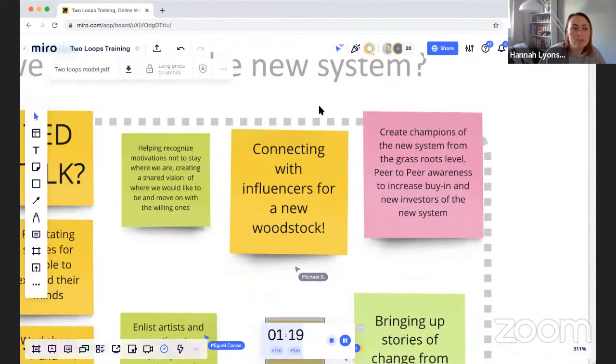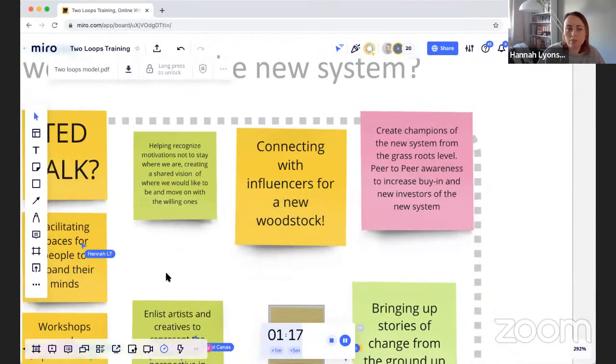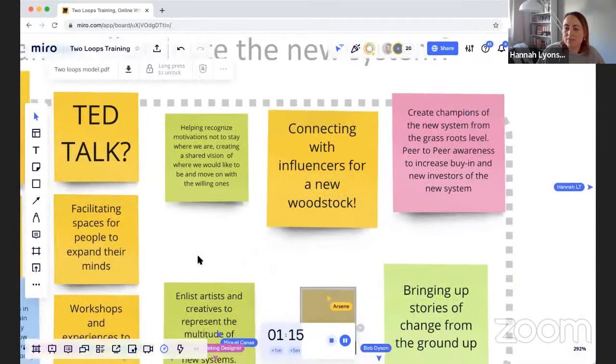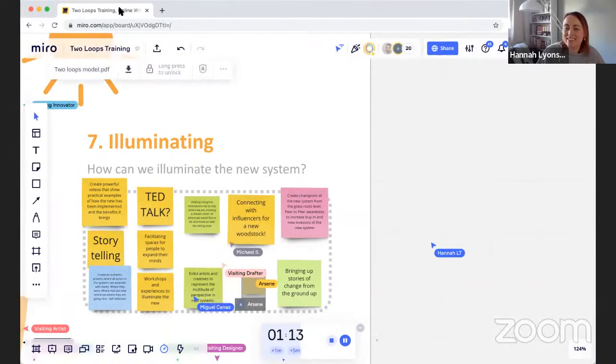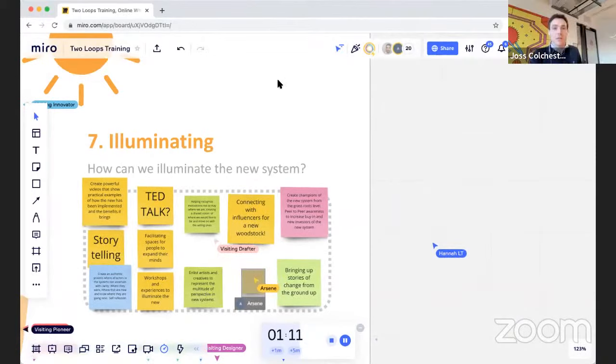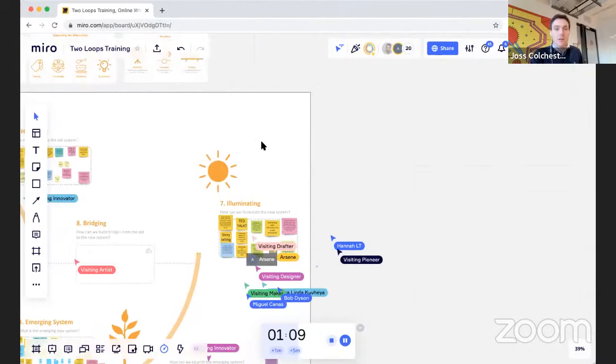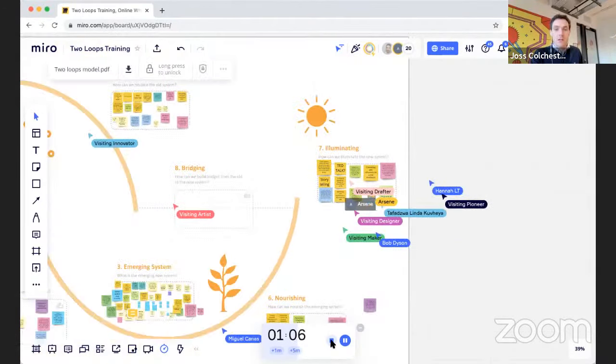I think we kind of covered those as we were going through them, Josh. Should we move on? I'm conscious of time. Yeah, sure.